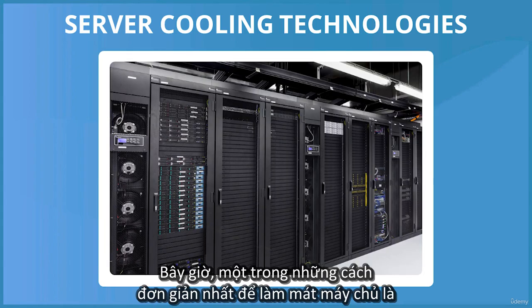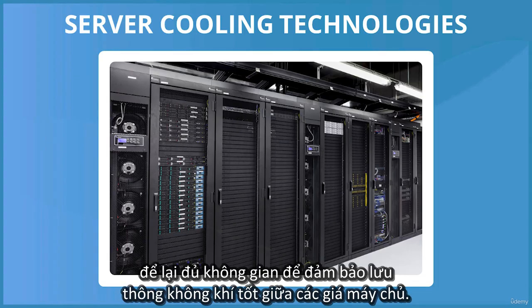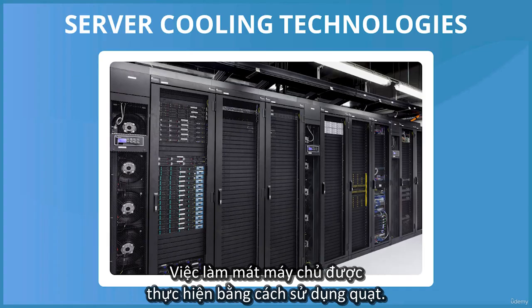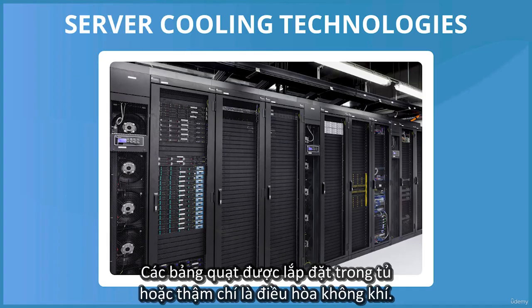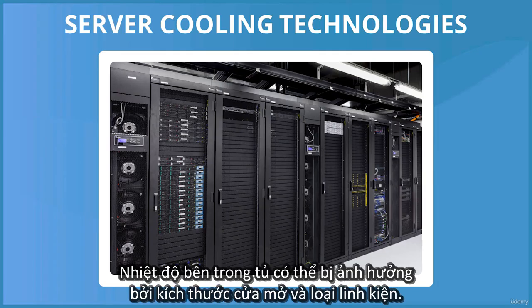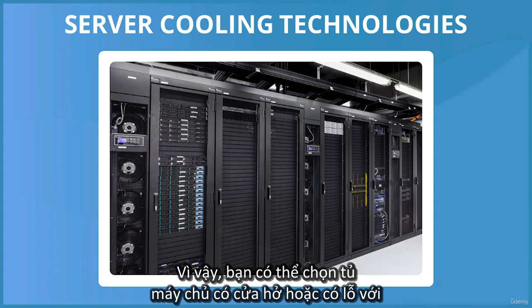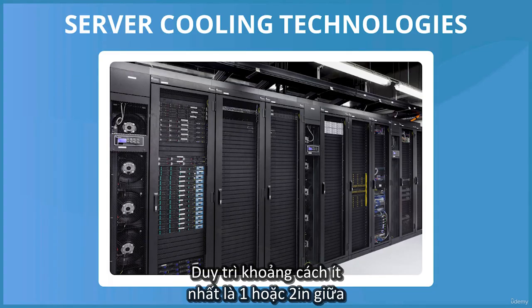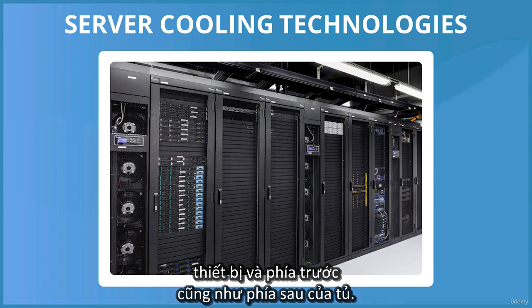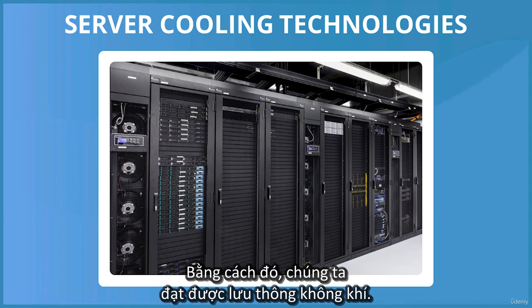Now, one of the most straightforward ways to cool a server is to leave enough space to ensure good airflow among server racks. Server cooling is accomplished by using fans, fan panels installed in the cabinet, or even air conditioning. The temperature inside the cabinet can be affected by the door opening, size, and the type of components. So you can choose an open or perforated door server cabinet with more space to accommodate a different number of server racks, maintaining a distance of at least 1 to 2 inches between the equipment and the front and rear of the cabinet. That way we achieve airflow.